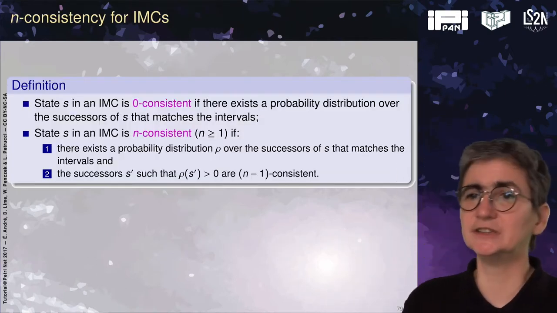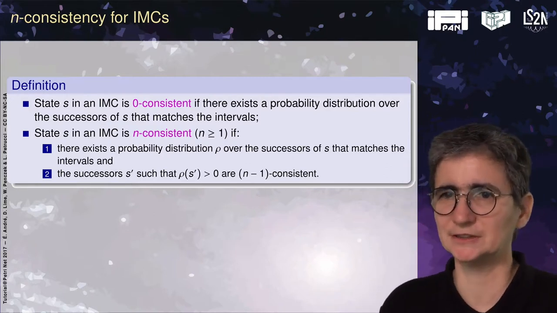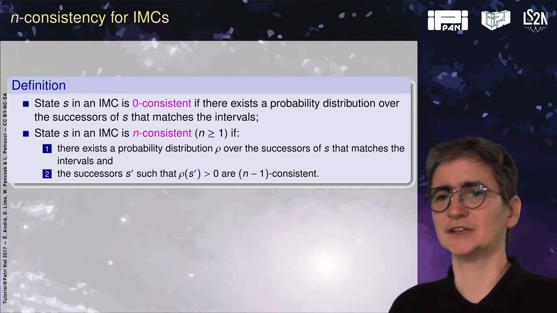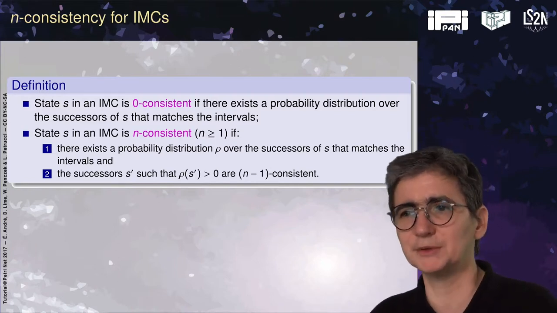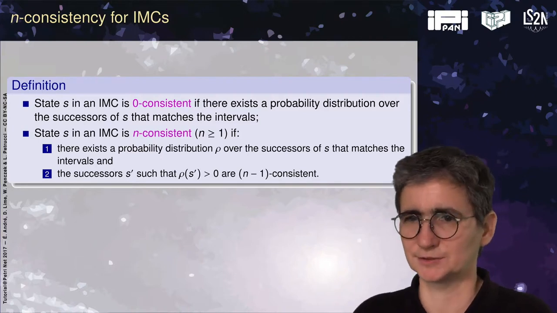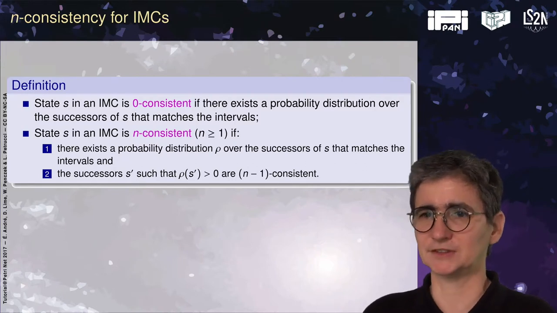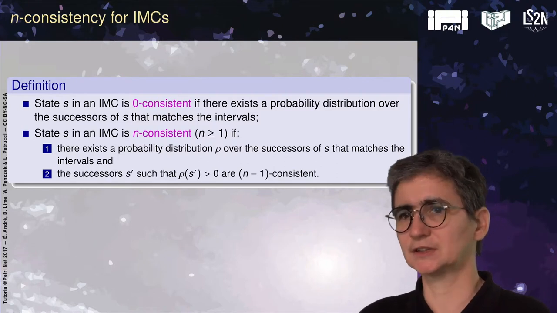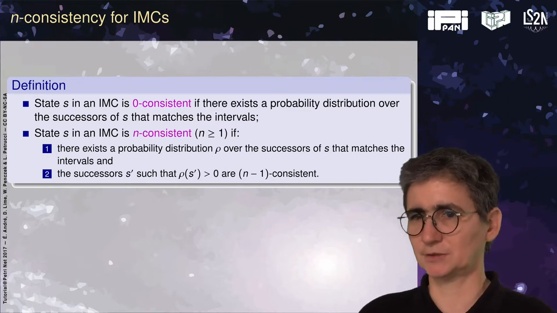A key property for interval Markov chains is consistency. Consistency is defined in an inductive way. We first say that a state S in an interval Markov chain is zero consistent if there exists a probability distribution over its successors that matches the intervals. So we just look at the outgoing arcs of the location of the state, and we check that we can find a probability distribution so that it sums up to 1.